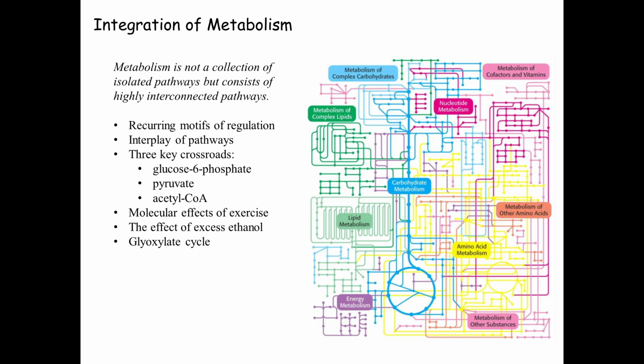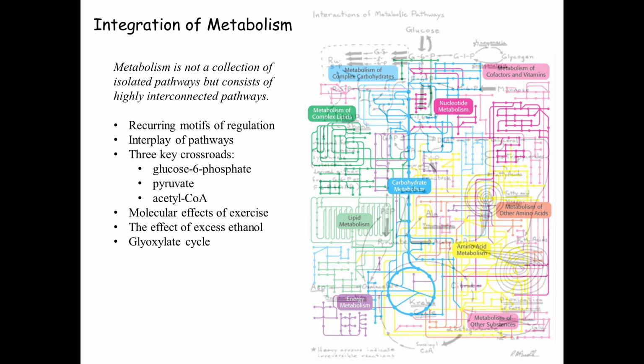We've already talked about how excess ethanol looks like in the cell, looks like a diabetic cell. And then we'll talk about the glyoxylate cycle, which is something unusual we haven't done yet. And one of the rules is going to get broken through that cycle.